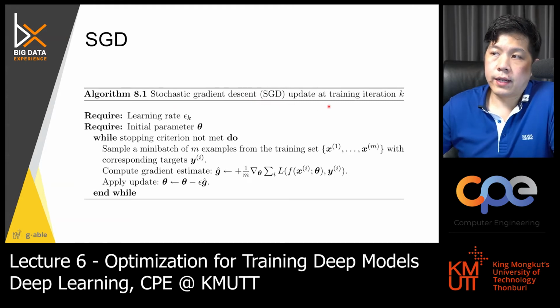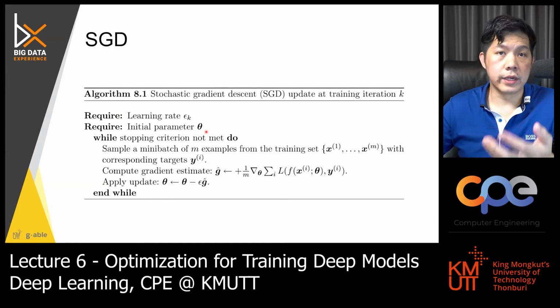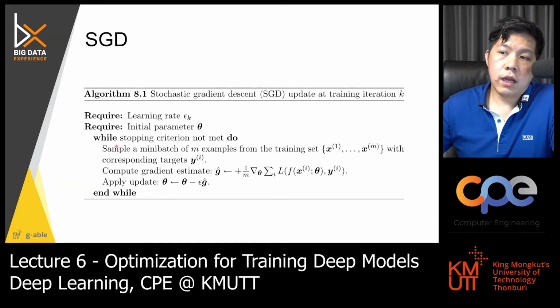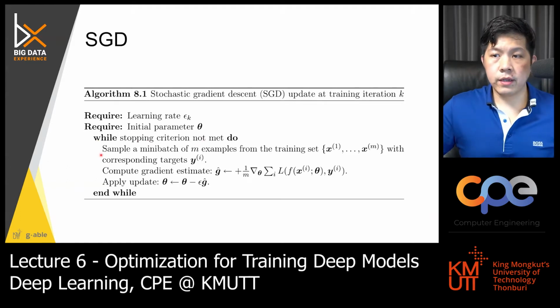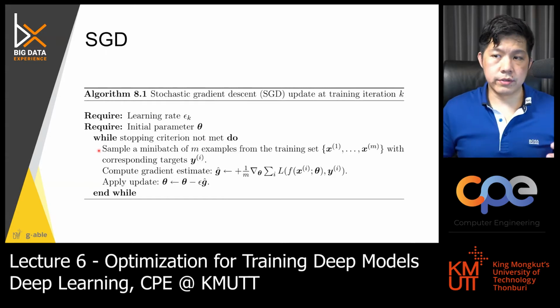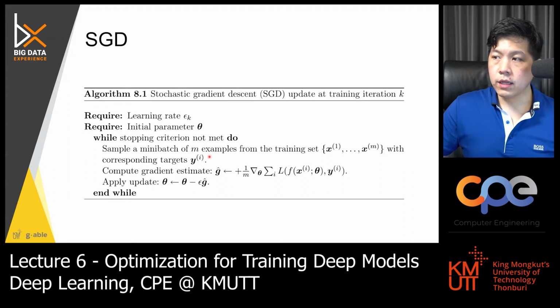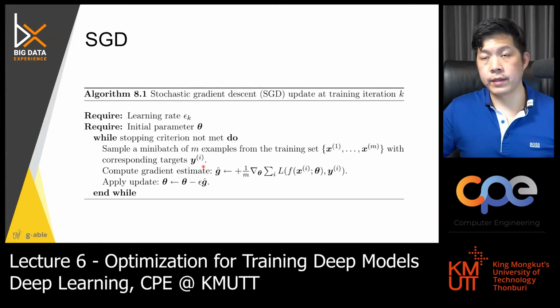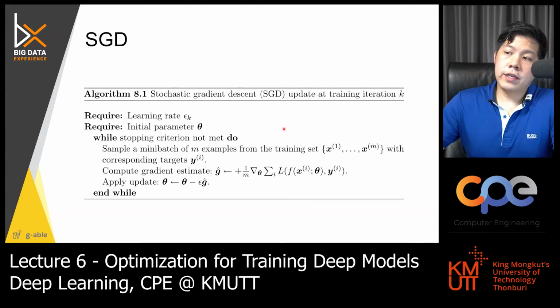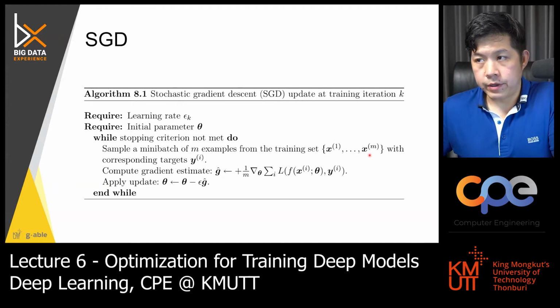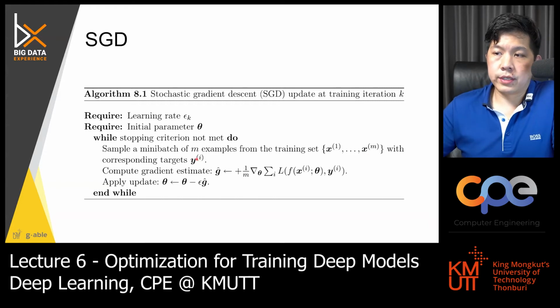This updates at the iteration k. So what we need to have first is the learning rate and initial parameters, right? That were initialized before optimization. Then, while the stopping criteria is not met, meaning that while it's still working, for the stochastic gradient descent you need to sample from the training set, right? Sample the mini batch of m examples, x1 to xm. These correspond to the vector yi. Think of this as each feature, right? x1 to xm here, and each of these would correspond to each target.